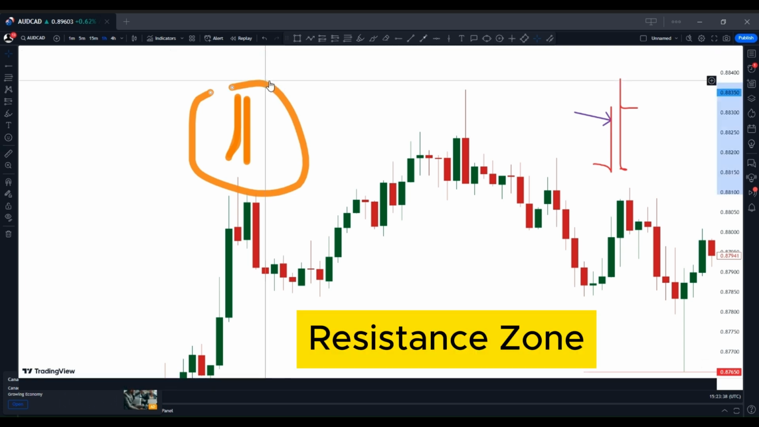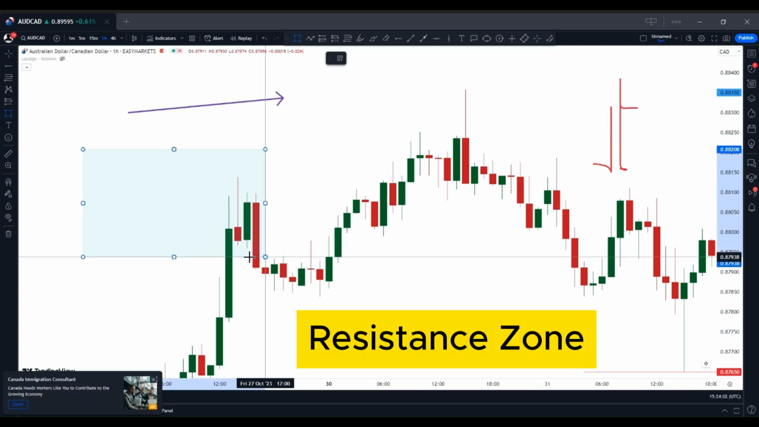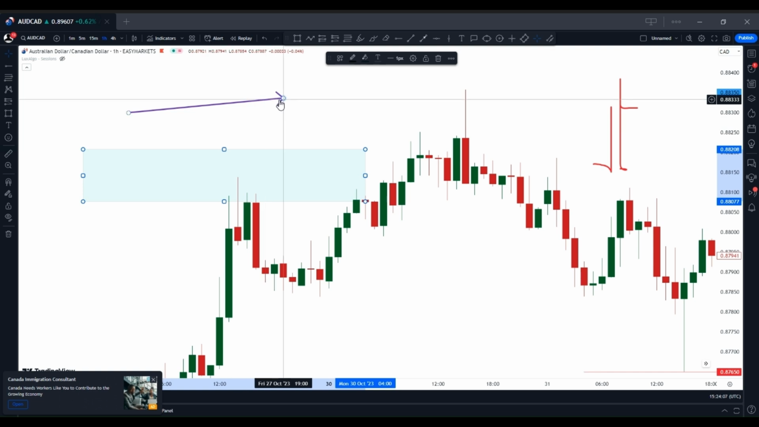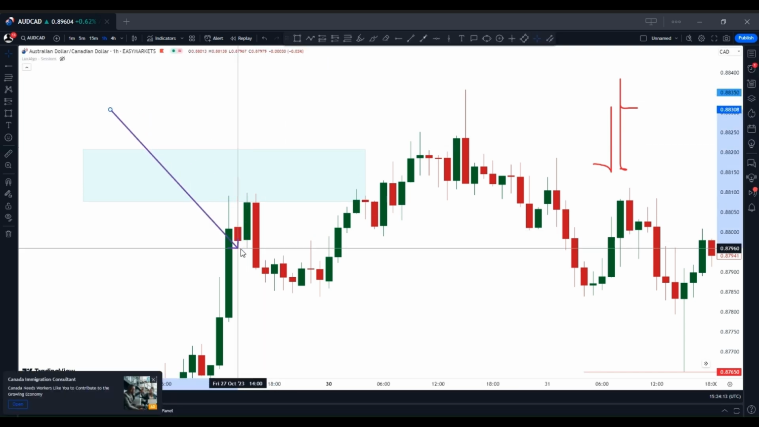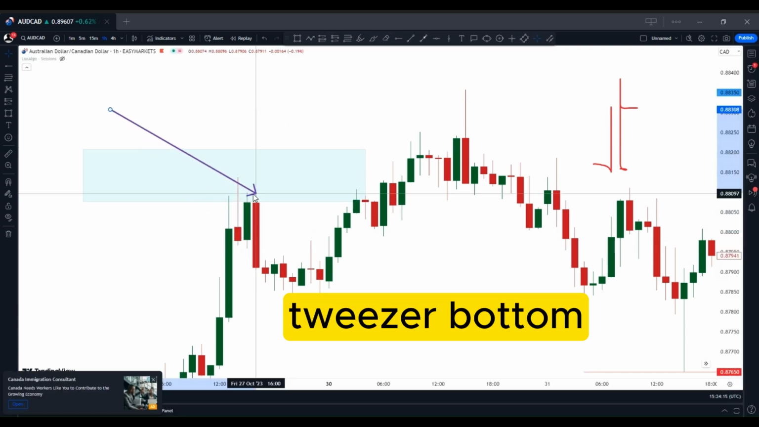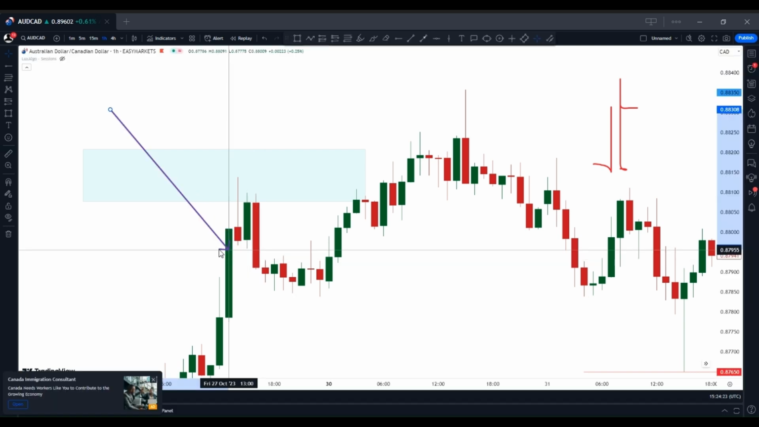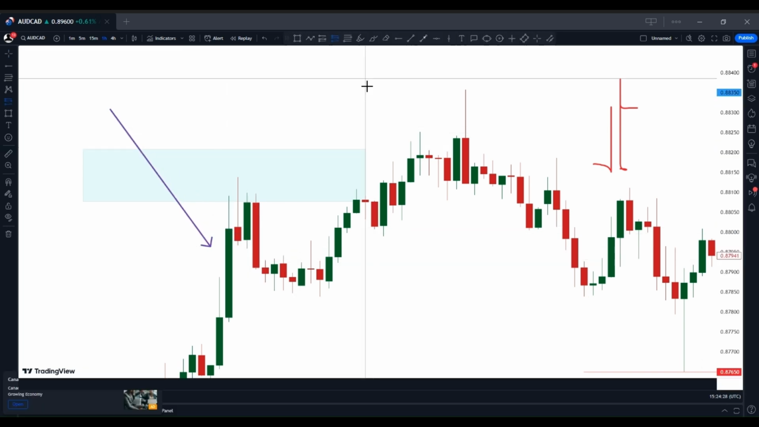If I have a resistance zone drawn and the market comes into the zone, and the next thing I see is a bullish candle and a subsequent big bearish candle that is bigger than the previous one and has engulfed it, then I'll enter the market for a sell.